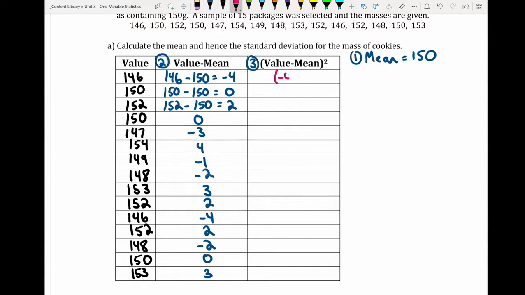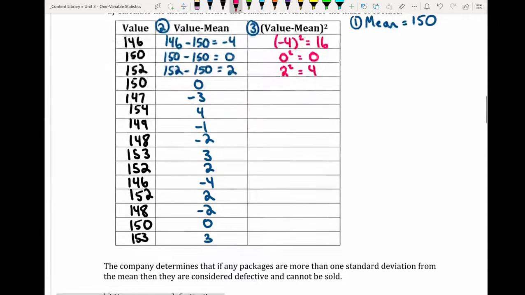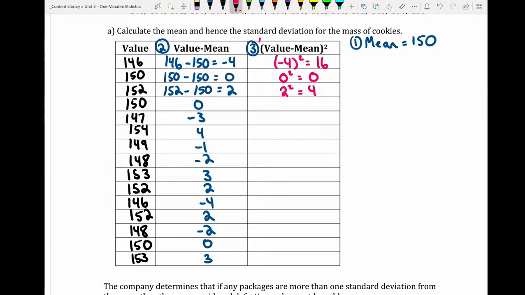So what we're going to do, we're going to take -4 and square it and get 16. You take 0 squared, get 0. 2 squared and get 4. And one thing we want to make sure in this column is that there are no negatives. And there shouldn't be, because when we square a negative number, it should always be positive.